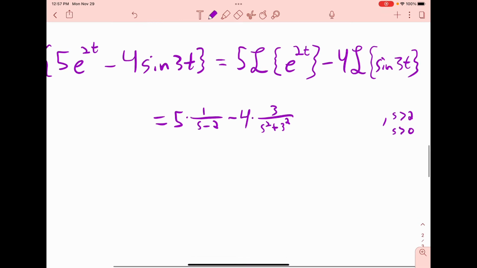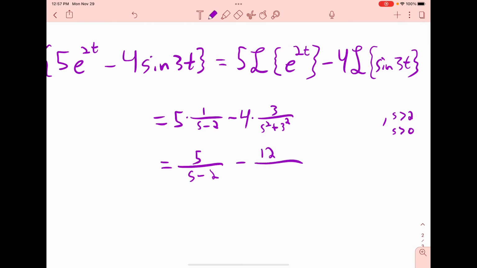Let's do just a tiny bit of simplification. I'm just going to move the numbers that are in front of the fractions up to the top of the fraction. So we have 5 over s minus 2. And then multiplying onto the top, it's going to be minus 12 over s squared plus 9. And then we want to combine these two conditions together. If we only want to look at numbers s, where s is bigger than 2, and also s is bigger than 0, well, combining those together, it's enough to look at ones where s is bigger than 2. Those are the ones we have to look at, because once it's bigger than 2, it's definitely bigger than 0.